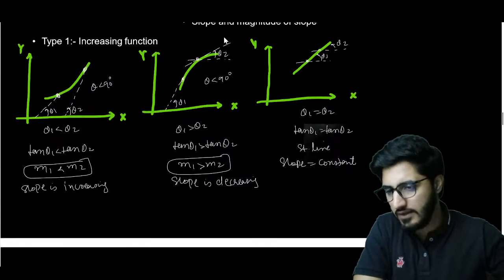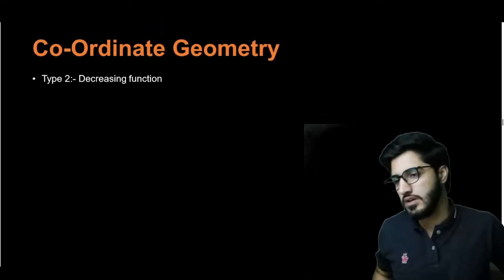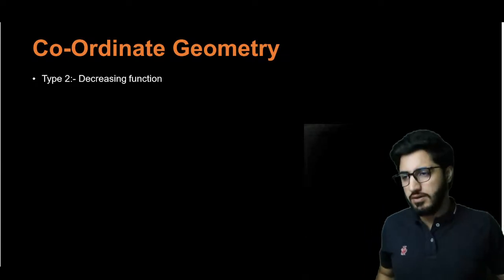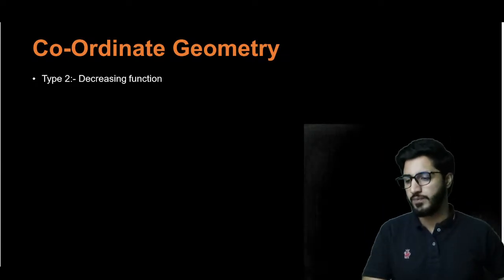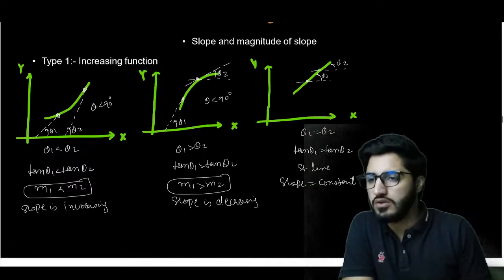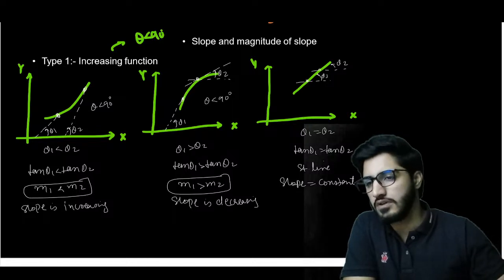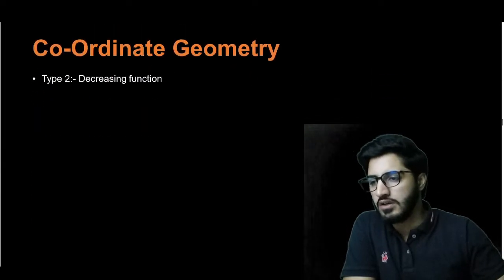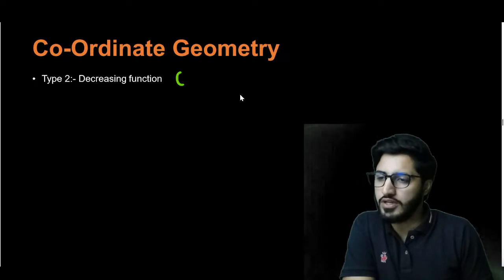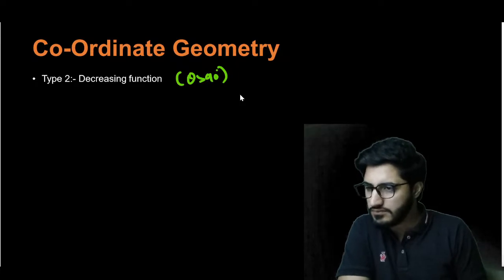Now we are having decreasing functions. How we can manipulate with these things? So you can do one thing also. My increasing function you can say is theta is less than 90 degree. Okay. And my decreasing you can just put as theta is greater than 90 degree.